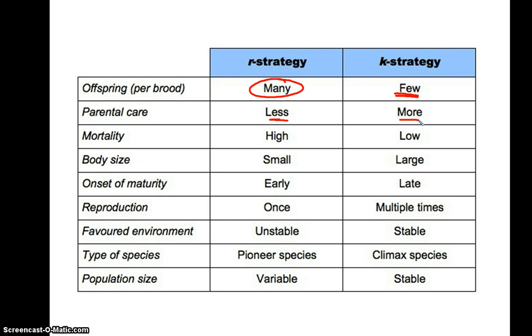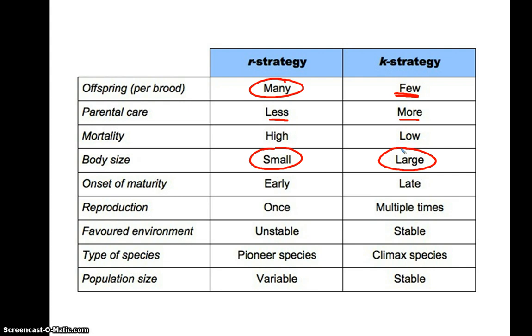Body size is one that wasn't on the list before. So R strategists tend to be small. Think of mice, insects, fish, whereas K strategists tend to have a large body size. Elephants, rhinoceros, cougars. Onset of maturity we talked about.